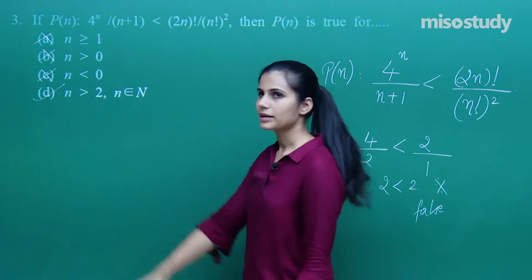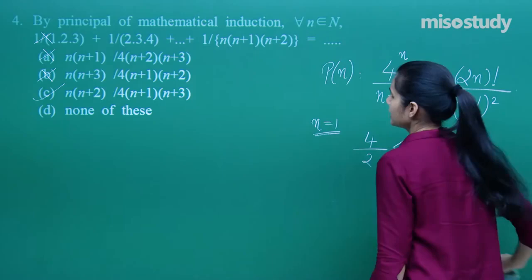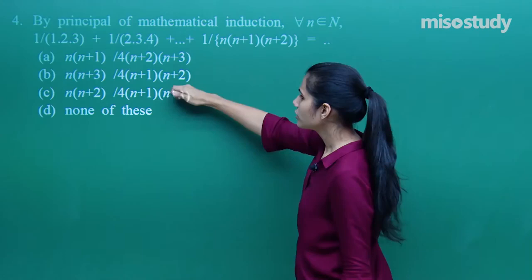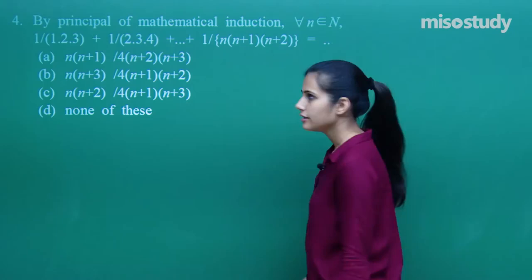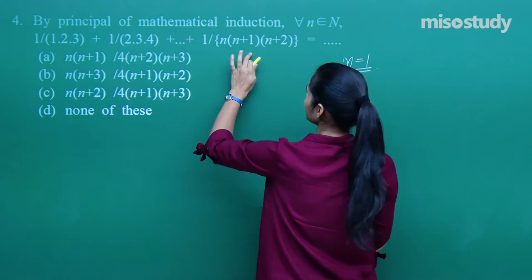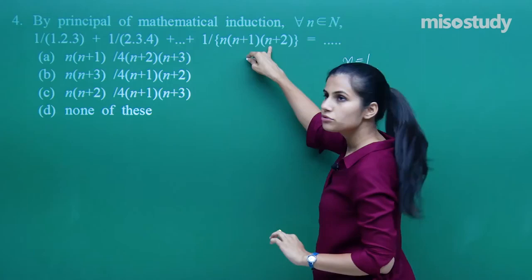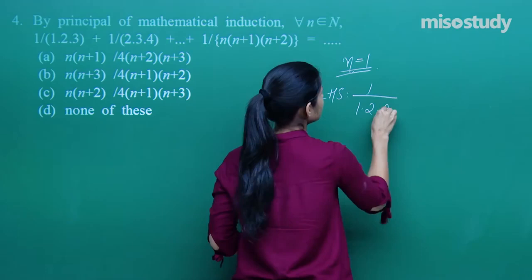Moving to the next one, it says that by the principle of mathematical induction, for all n in N, this expression comes out to be equal to what? Now, this expression will be equal to this or this or this or this. I will have to decide by putting values of n. If I put n equals 1, this is my left hand side expression. You get 1 upon 1 into 2 into 3, that is it. So left hand side becomes 1 upon 1 into 2 into 3, which is 1 upon 6.